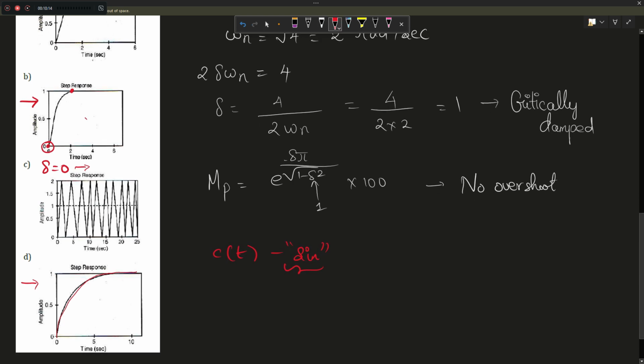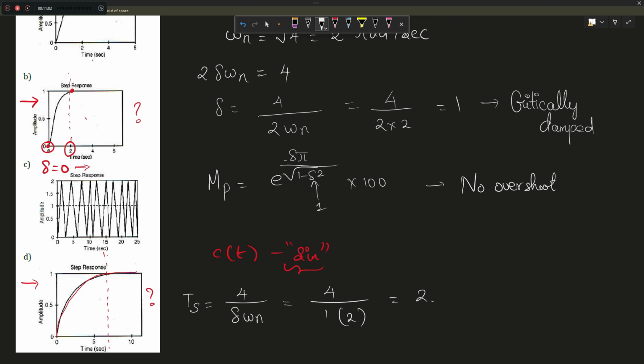Let's find out which one. Is it either option B or option D? That's correct. When we examine these graphs, the settling time varies for both these options. The option B settles at 2 seconds and the option D settles after 5 seconds. So let's find out the settling time Ts for 2% tolerance. Ts is 4 by delta into omega n, which is equal to 4 divided by 1 into 2, which is 2 seconds. This aligns with option B. So option B is the correct answer.